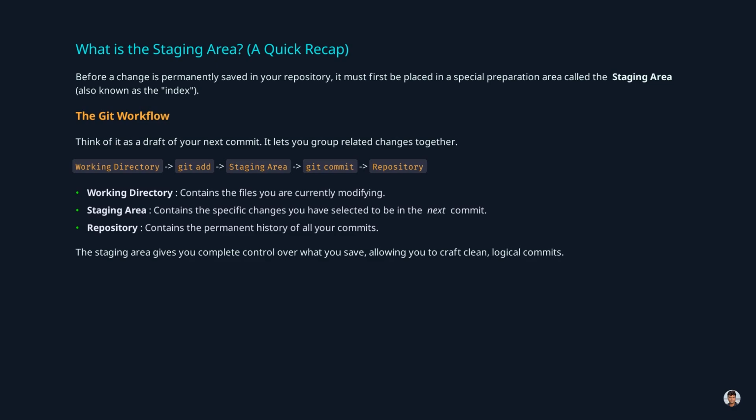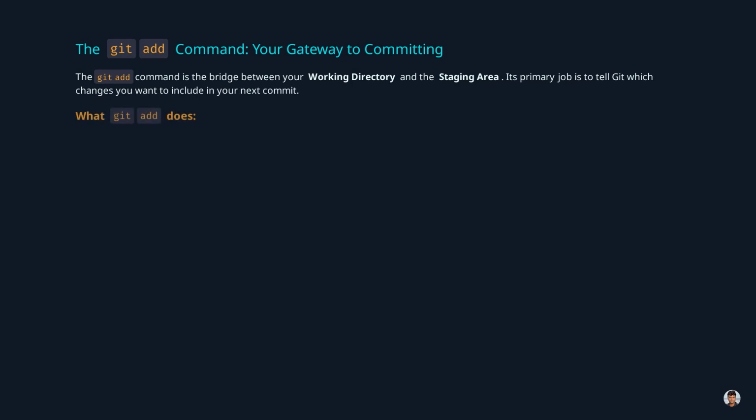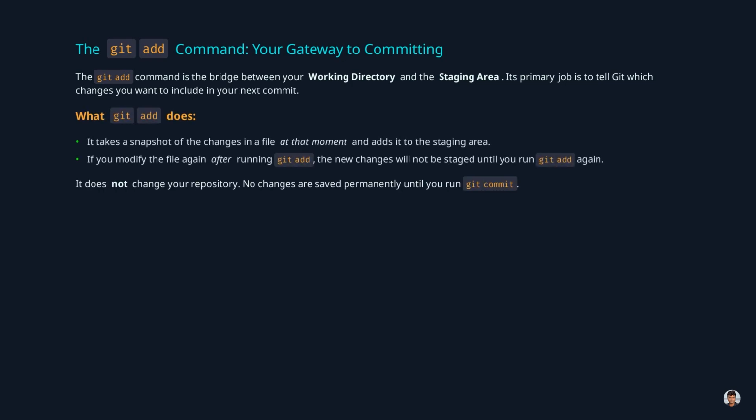It allows you to gather all the related pieces you want to ship together. Only when the box is perfectly packed do you seal it and send it to the repository with a git commit. This process gives you the power to create clean and meaningful commits. In the next section, we will look at the command that moves your changes into this box.